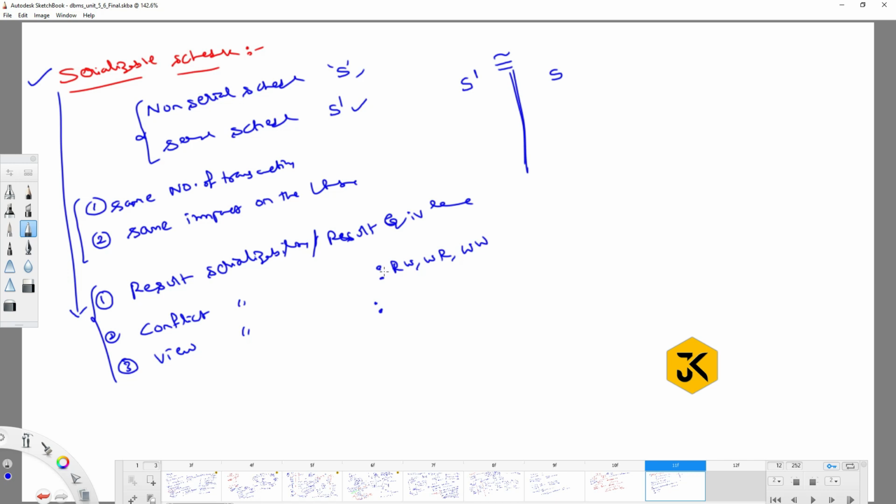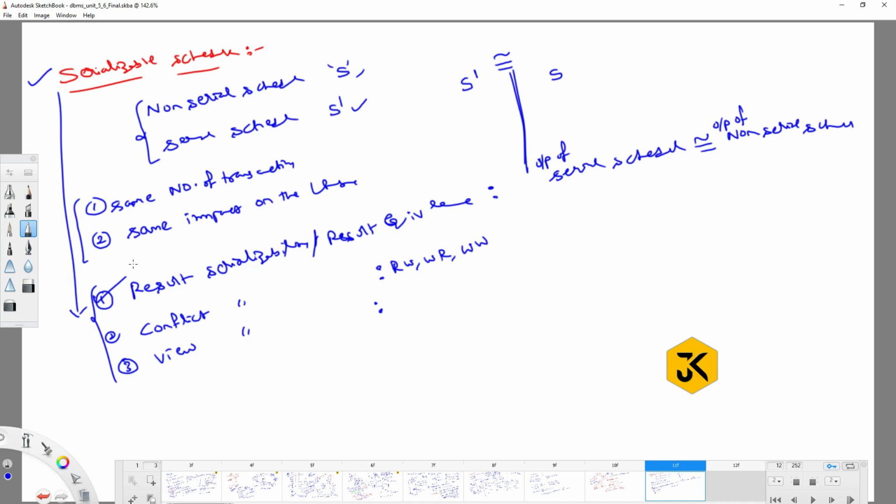Right? So if we look into the first one, result serializability. Result serializability, or result equivalence, means if the output of the serial schedule is equivalent to the output of the non-serial schedule. If both results are completely the same, then I can say that they are result serializable, meaning that in terms of output we are defining their characteristics.